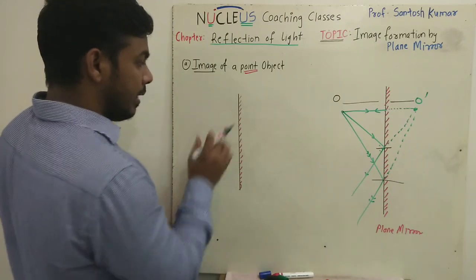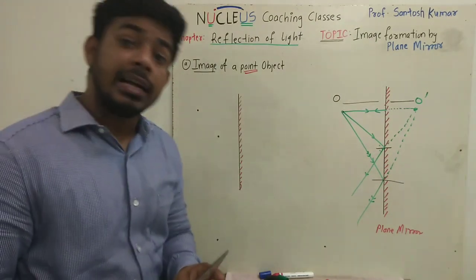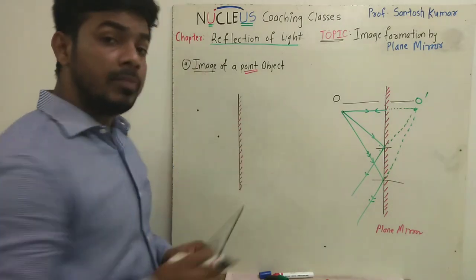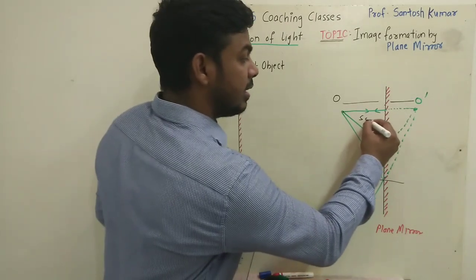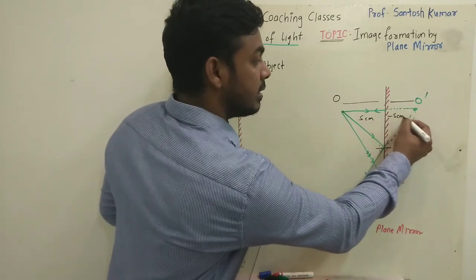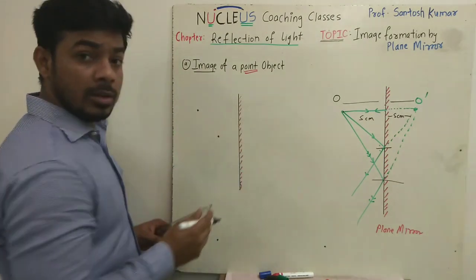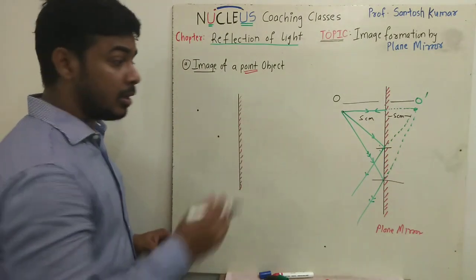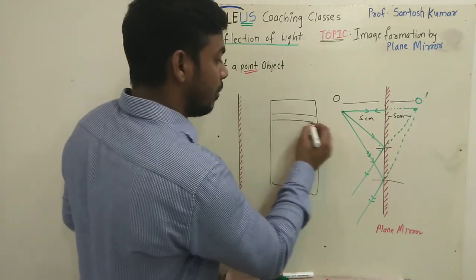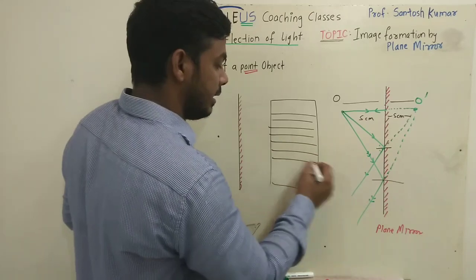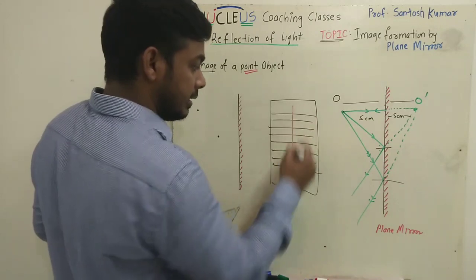So I am taking an object, let's say this object is at a distance of 5 centimeter from the mirror, right? So let's say this distance is 5, then this distance has to be 5 centimeter. On a normal drawn on the mirror, or if you see your notebook, there are so many horizontal lines, right? See, this is very important. So let's say this is the mirror.